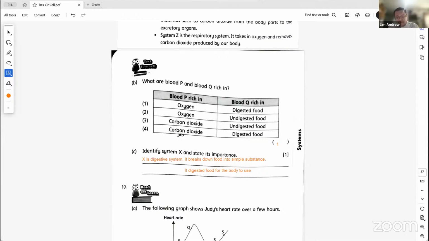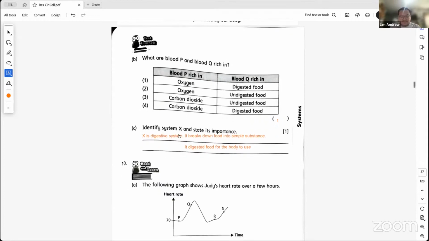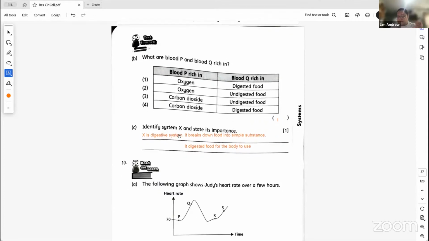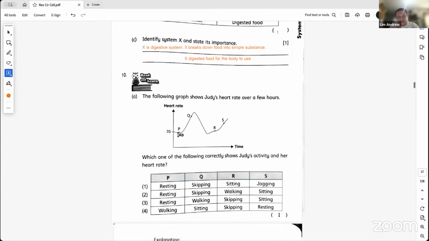All right. With that, like I say, you don't have time in examination. I'm not sure how Vietnam papers are, but for Singapore, we have paper 1 and paper 2. There are plenty of questions to answer. 1 hour 30 minutes is not enough. So long story short, X is the digestive system. It breaks down food into simple substances. That's it. All right, let's carry on.